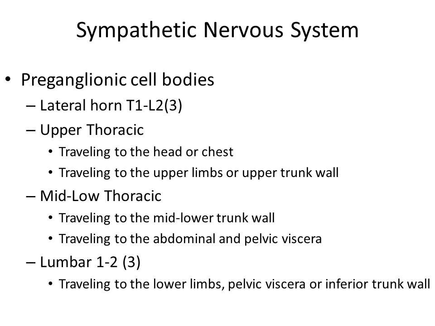or L3. If the target organ is located in the head, chest, or upper extremities, the cell bodies of the preganglionic neurons will be in the upper thoracic levels of the spinal cord. If the target is abdominal or pelvic viscera, then the cell bodies will be located in the mid to low thoracic levels of the spinal cord. And if the target is somewhere within the lower extremity, or in the pelvic viscera, or on the lower portions of the trunk wall, then the cell bodies will be located in the lumbar region.